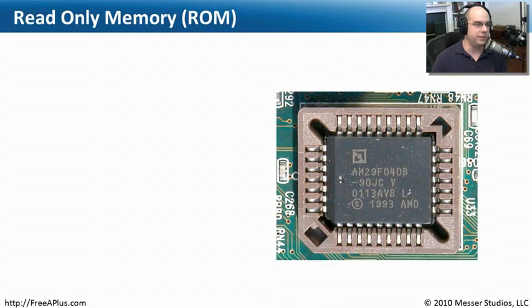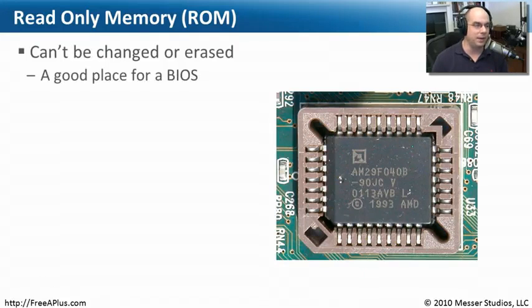Another type of memory you'll see very often is read-only memory. This is memory we don't often reference. It's usually something that, as the name implies, is written to once. Sometimes there are types of read-only memory that can be erased. It's not really read-only memory at that point. We'll talk about that in a moment.